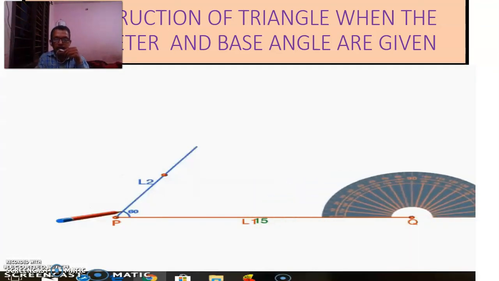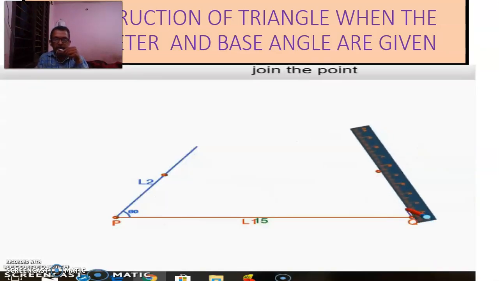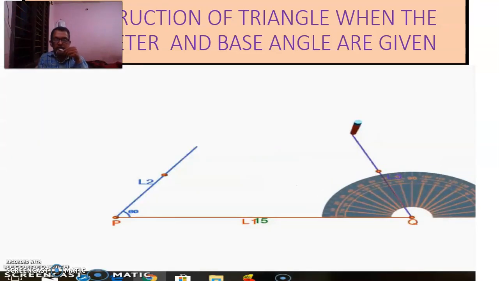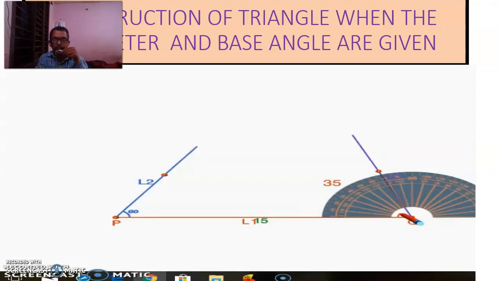Now on this side I am constructing a 70 degree angle. Not 110, 70 degree. Observe here. This is 70 degree. So now this angle is 70. This is the line L3.